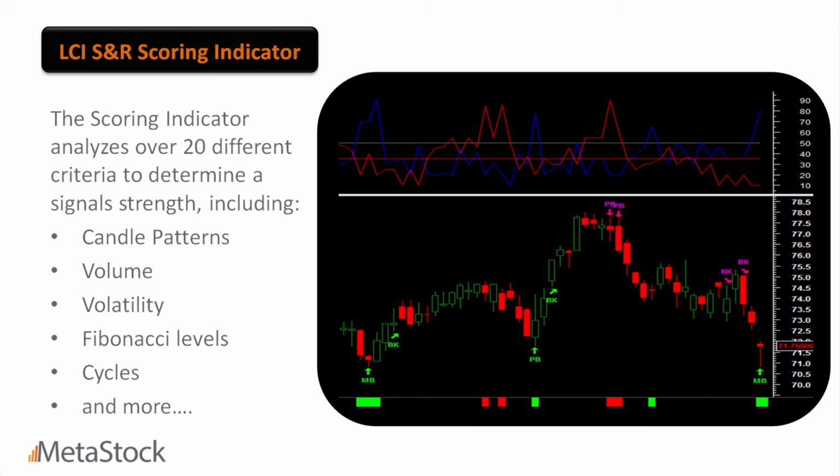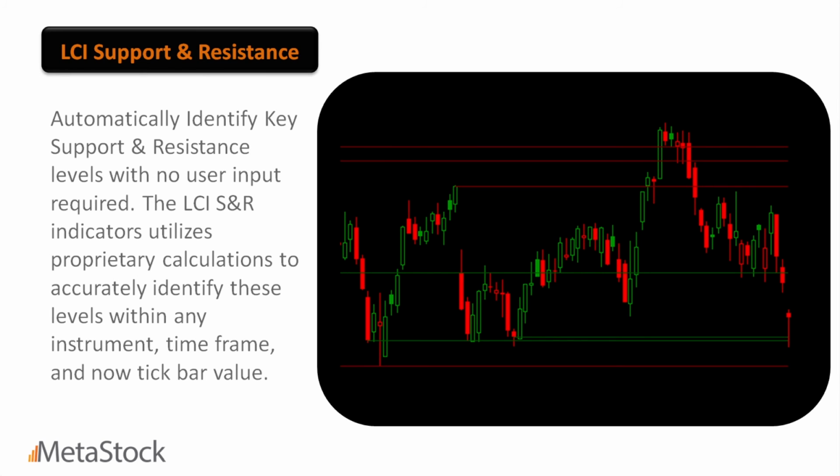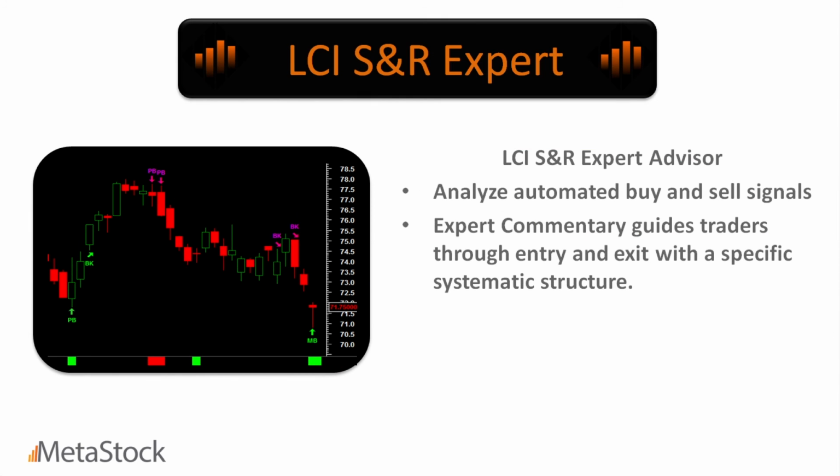Okay. It also does some scoring where it uses over 20 candle patterns, volume, volatility, those Fib levels, the cycles, and the support and resistance to tell you how bullish a stock is versus how bearish it is. And then again, it's automatically going to score those support and resistance levels for you. The product of this is what we call our LCI S&R expert advisor. And this analyzes all of that stuff and automatically gives you buy and sell signals.